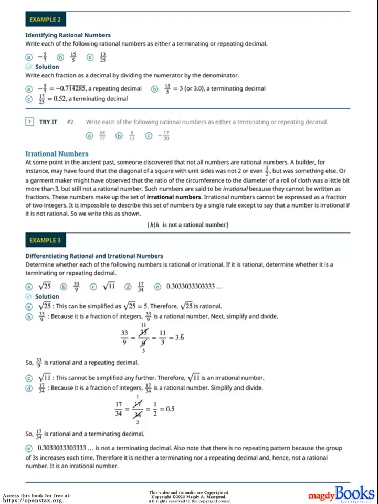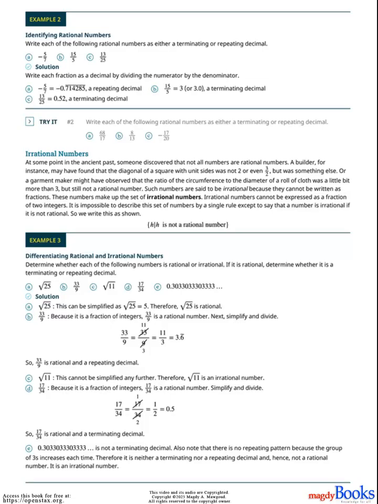These numbers make up the set of irrational numbers. Irrational numbers cannot be expressed as a fraction of two integers. It is impossible to describe this set of numbers by a single rule except to say that a number is irrational if it is not rational. So we write this as shown. The set of H, where H is not a rational number.